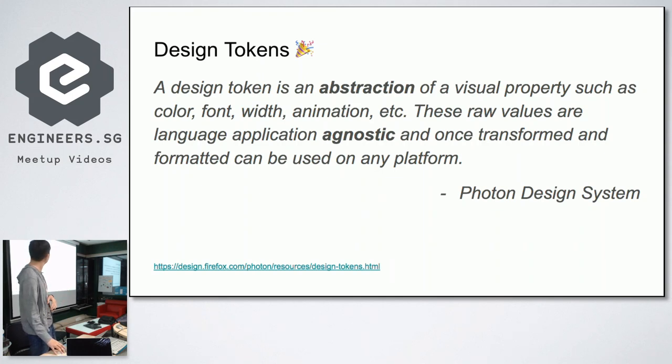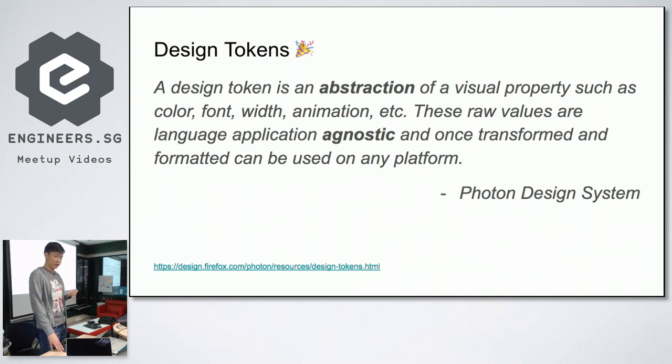It says a design token is an abstraction of a visual property, such as color, font, etc. These values are language and application agnostic, and once transformed and formatted, can be used on any platform. I just highlighted these two words here, abstraction and agnostic. They're kind of similar in meaning.